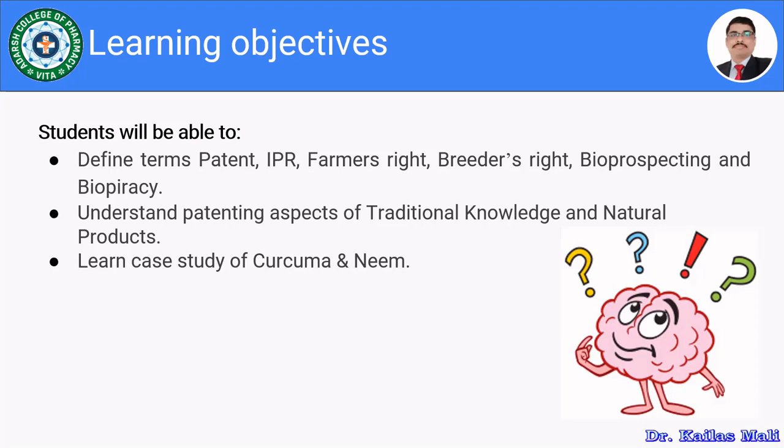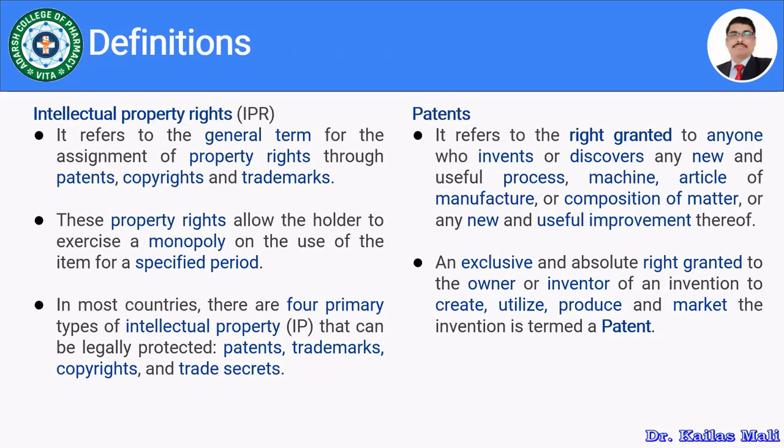It is more concerned with India, because we have a lot of ancient books, and so many things are reported in these ancient books in various languages. And the last objective is to learn the case studies of Curcuma, that is turmeric, and neem. So let us move towards the definitions like patent, IPR, farmers' right, breeders' right, bioprospecting, and biopiracy.